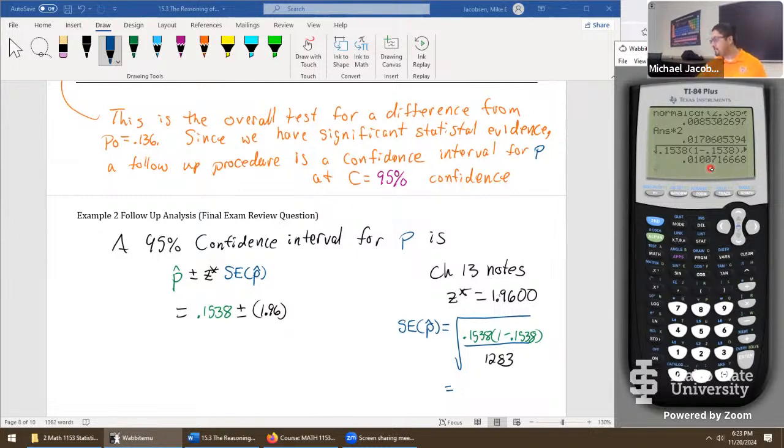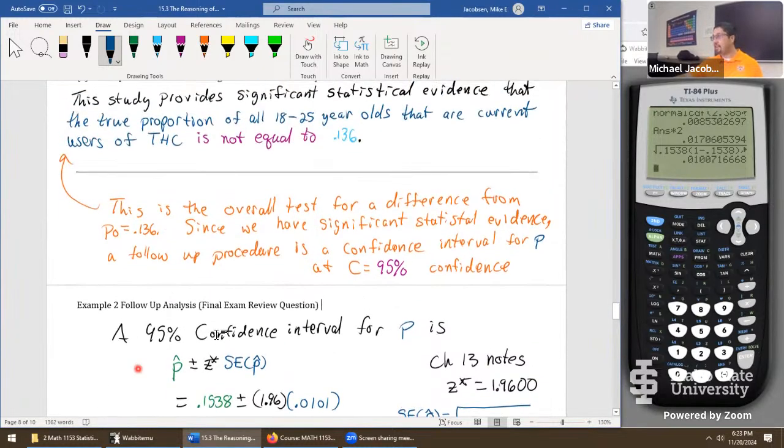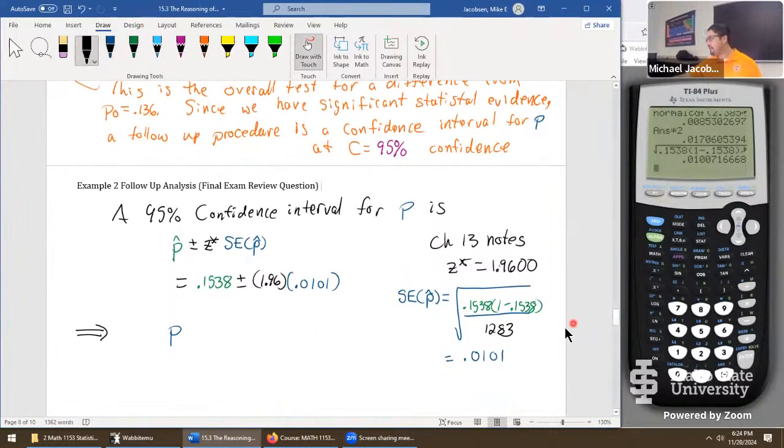Double checking, let's see here. 0.0101. Does that look right to folks so far? Okay, so that's what goes into this position for standard error. We're going to multiply by 0.0101. So all this work is going to give us a confidence interval for P. We already have a significant hypothesis test, which means the lower bound right here had better be bigger than 0.136. So let's see what really happens.